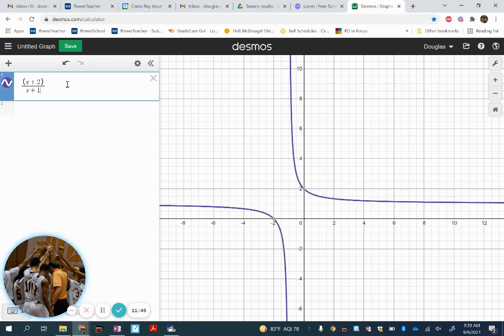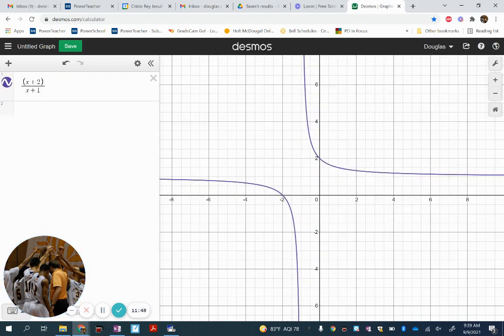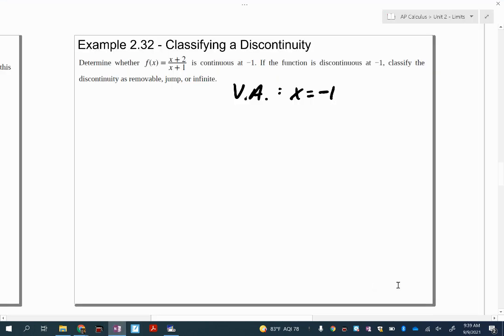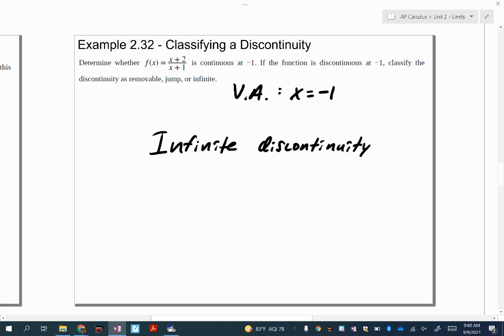Okay, so I'm going to look at negative 1. As I approach negative 1 from the left, I'm approaching negative infinity. As I approach negative 1 from the right, I'm approaching positive infinity. So if you're ever approaching infinities as you approach that number from the left and the right, you can see it's not continuous, because we can't actually define it. It's undefined, so it fails the first condition. And the type of discontinuity is infinite discontinuity.